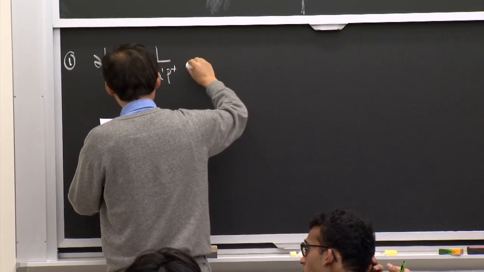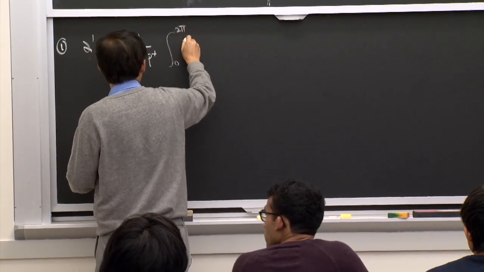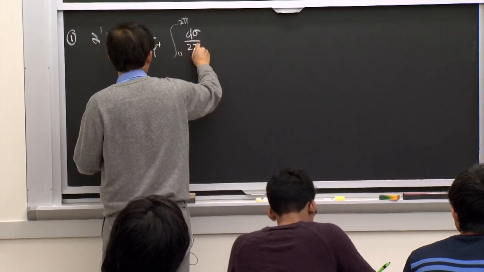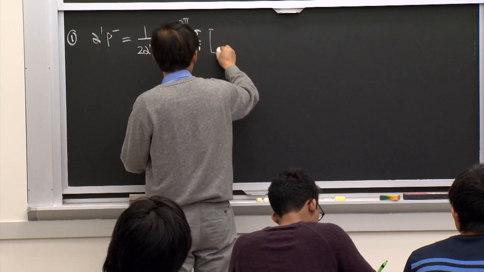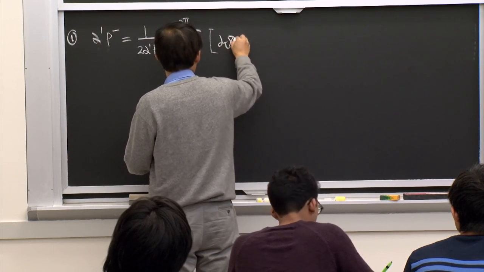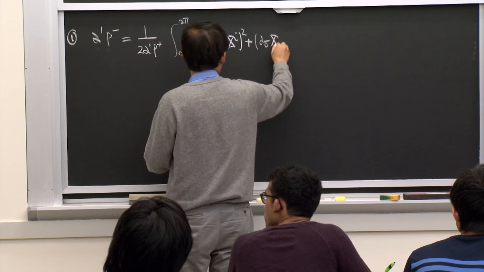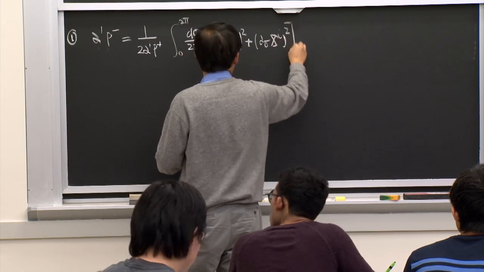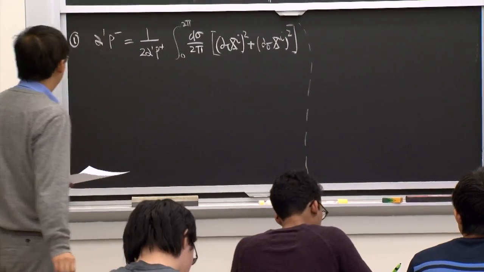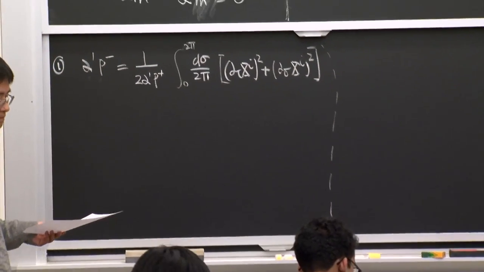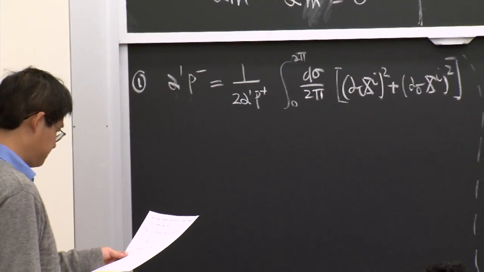And the zero mode means that you integrate over the string. Okay. So this is the first equation, and so the zero mode equation becomes like that.